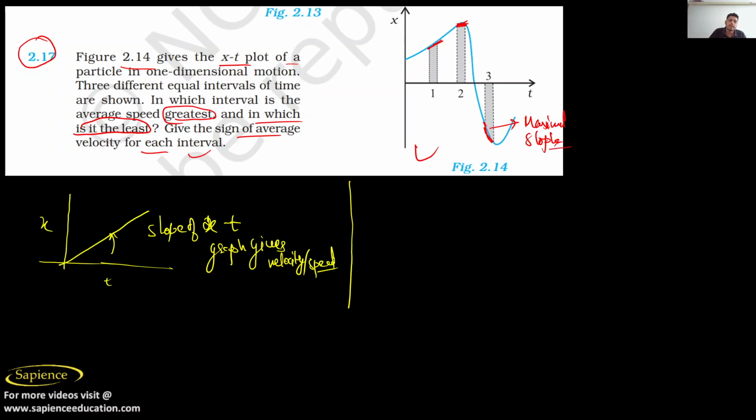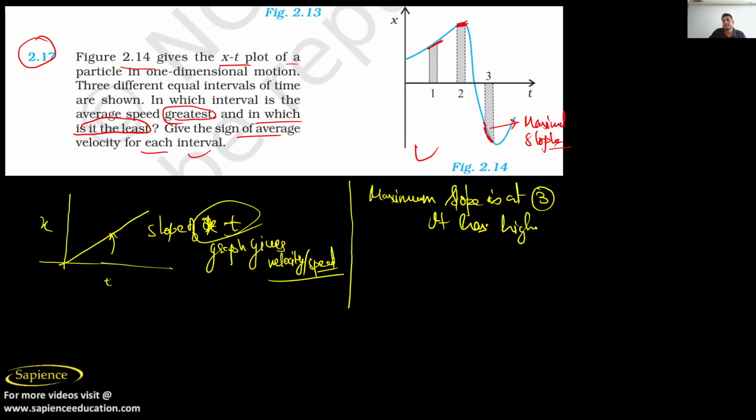So here we can write that the slope of the x-t graph gives velocity or speed. So the maximum slope is at 3, which means it has the highest or greatest speed.